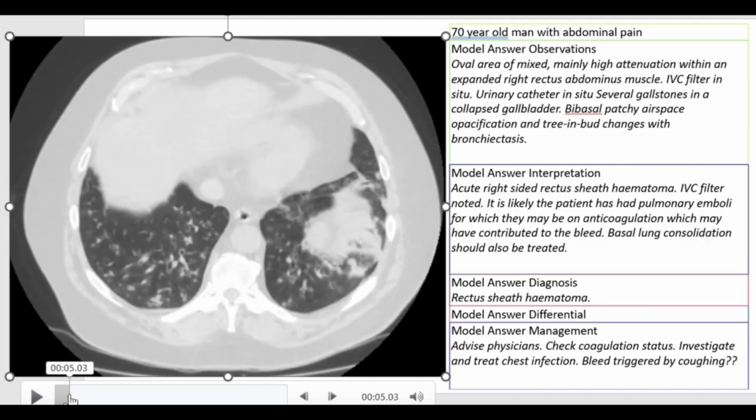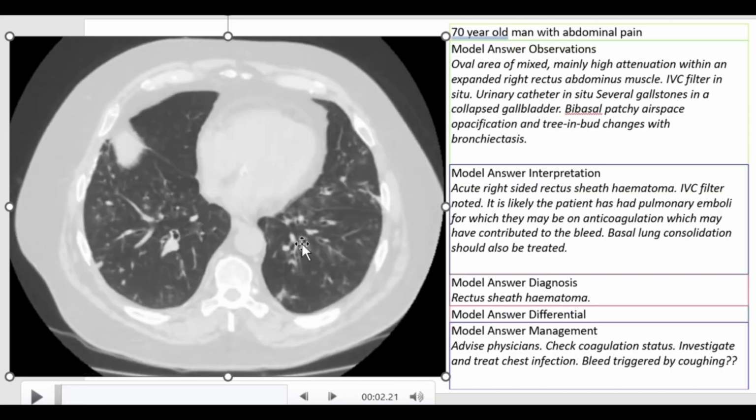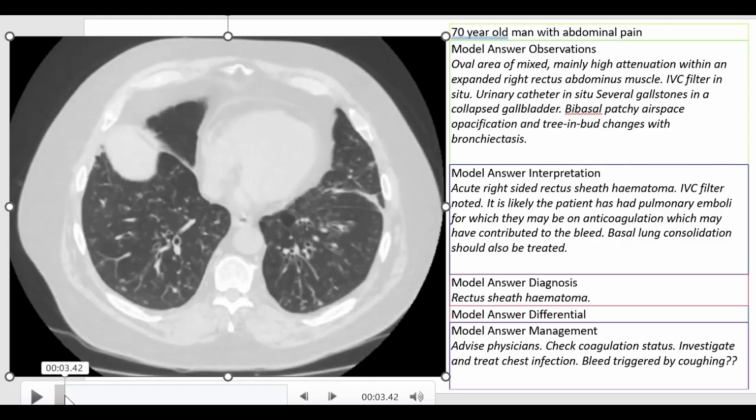Also, as you can see, there is bronchiectasis, bilateral basal bronchiectasis.